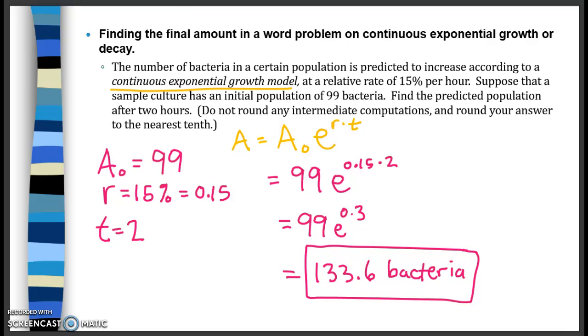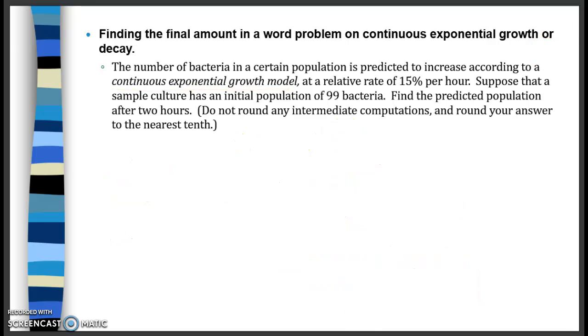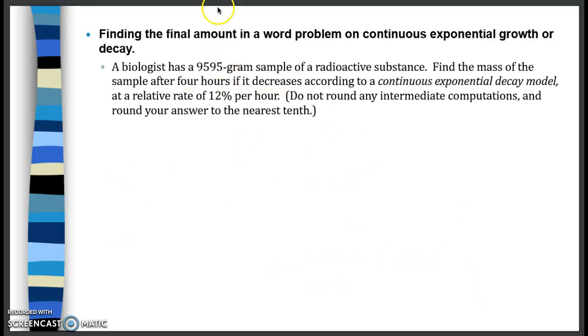Okay, so that is the continuous exponential growth model. Let's look at a problem where there's decay. So we are told that we're working with a continuous exponential decay model in the problem. So we are going to work with A equals A naught times E to the RT.